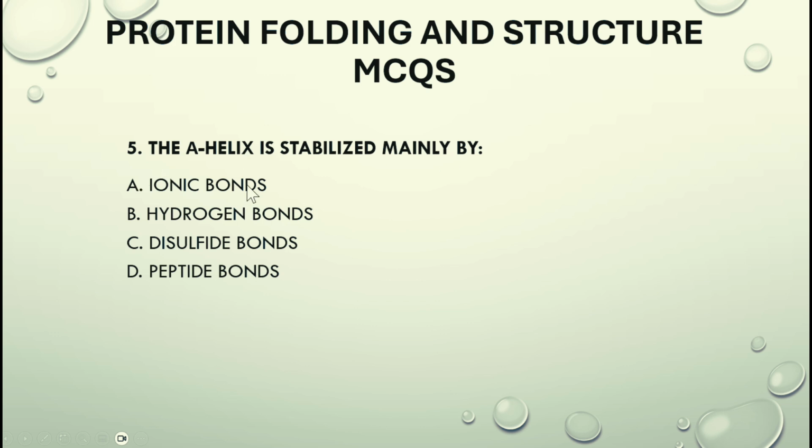Number 5. The alpha helix is stabilized mainly by A. Ionic bonds, B. Hydrogen bonds, C. Disulfide bonds, D. Peptide bonds. The correct option is B. Hydrogen bonds. Are we together? Good.